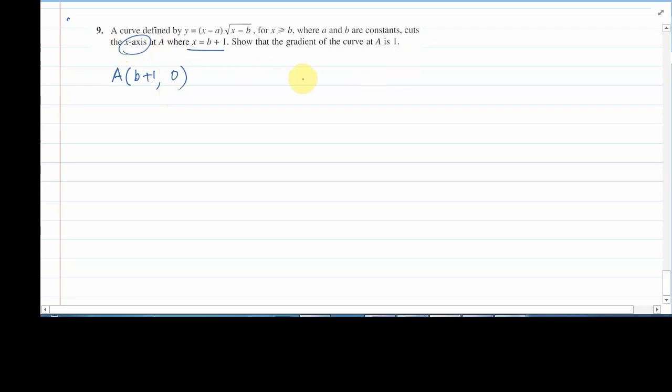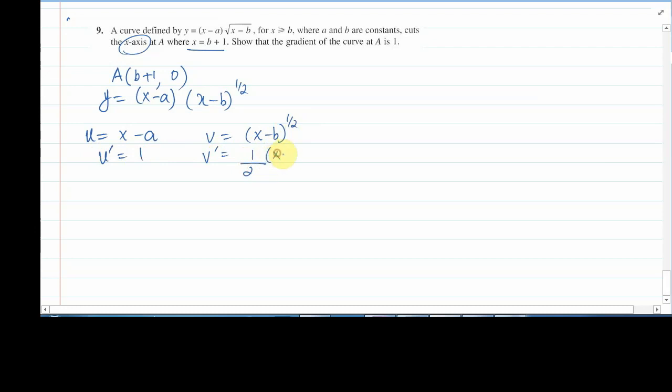So you have an equation y is (x minus a)(x minus b) power 1 upon 2. So you have u equal to x minus a and v equals to (x minus b) power 1 upon 2. Derivative of u is 1 and derivative of v is, bring down the first power, then subtract 1 from the power. So that will be 1 divided by 2 under root (x minus b).